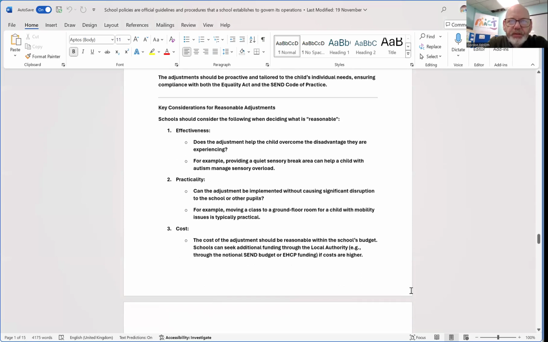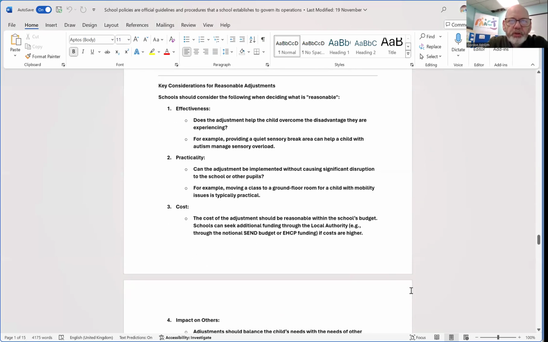So, key considerations for reasonable adjustment. Schools should consider the following when deciding what is reasonable. Effectiveness: does the adjustment help the child overcome the disadvantage they are experiencing? For example, providing a quiet sensory break area can help a child with autism manage sensory overload.